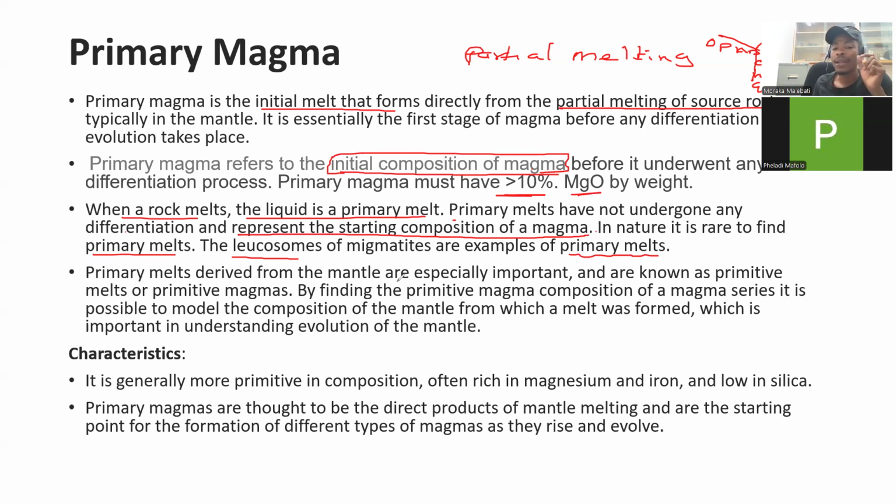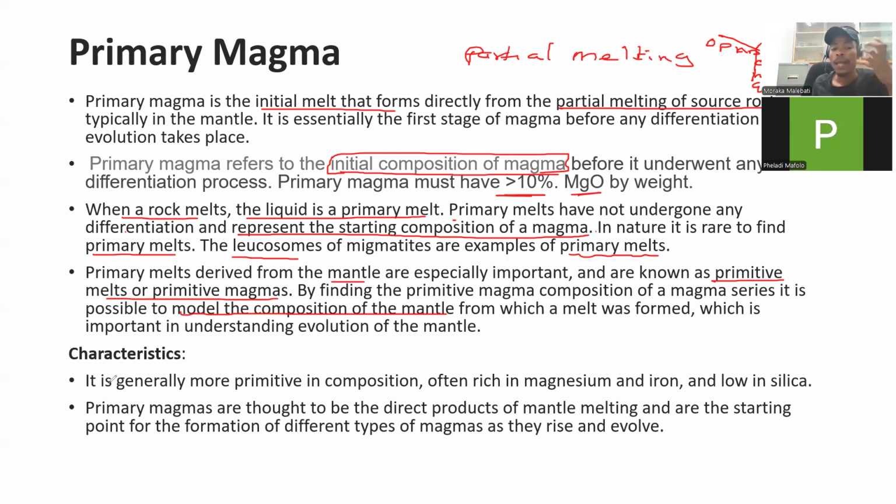Primary melts derived from the mantle, as I've mentioned, are essentially important and are known as primitive melts or primitive magmas. By finding the primitive magma composition of a magma series, it is possible to model the composition of the mantle from which a melt was derived. If you want to model the composition of the mantle, you can use the primary magma. So that's why it will be essential to understand the evolution of the mantle.